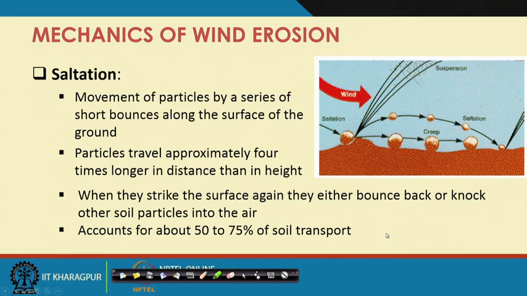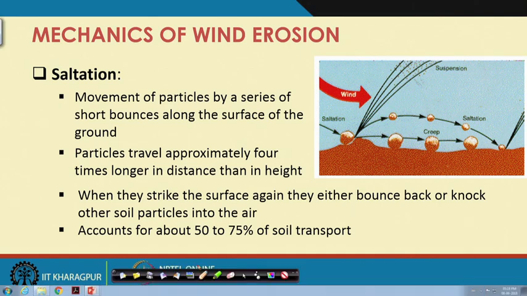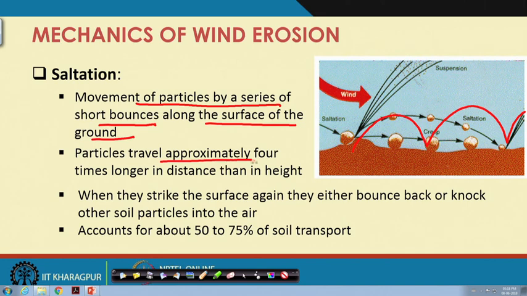Then the next process is saltation. It is the movement of particles by a series of short bounces along the surface of the ground. So, the soil particles will move something like that. Particles travel approximately 4 times longer in distance than in height, and when they strike the surface again, they either bounce back or knock other soil particles into the air.